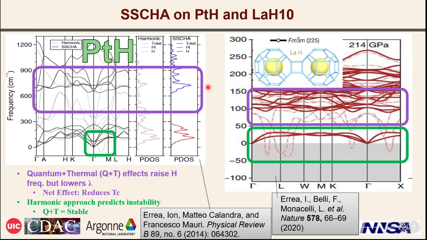Outlined in purple, I show how the hydrogen frequencies gained by density functional perturbation theory are actually increased when you include these quantum and thermal effects. This happens for both systems. Now, when the vibrational frequencies are increased, one would suspect that the critical temperature would increase. However, the electron-phonon coupling is reduced when you include these effects, and unfortunately, the net effect is to reduce the critical temperature in these systems.